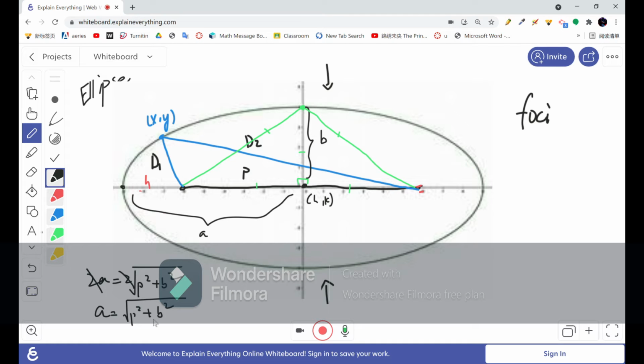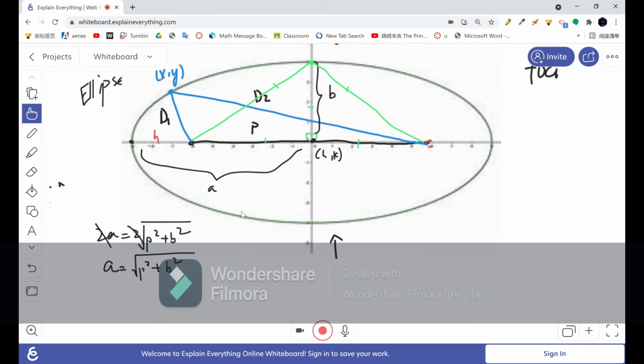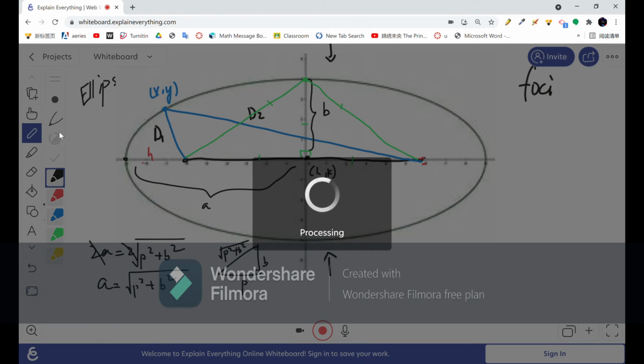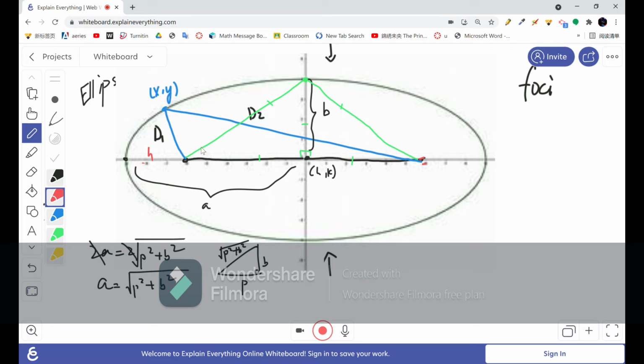Well, this actually seems pretty familiar. Why? Because we can say that we have a right triangle with sides p and b, and the hypotenuse is equal to the square root of p squared plus b squared, by the Pythagorean theorem. So now we can get that p is just equal to the square root of a squared minus b squared, where a, as I mentioned, is just the length. So let me label it in a new line, new color: the square root of a squared minus b squared.